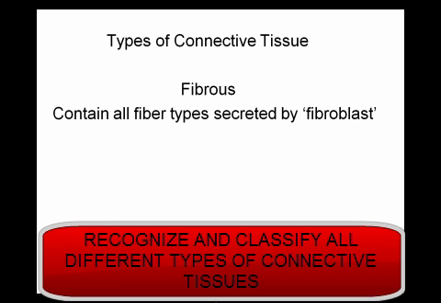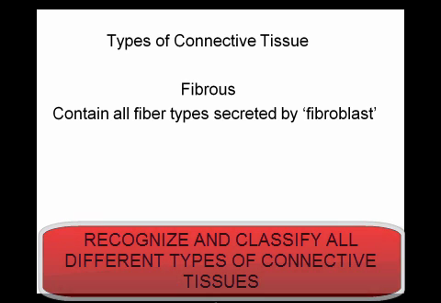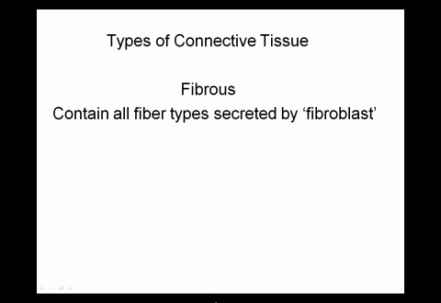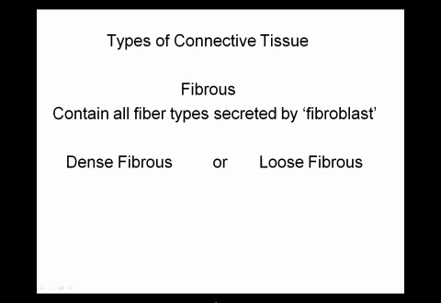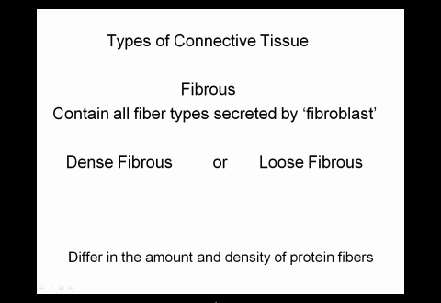There are a number of different types of connective tissue. Again, a lot of diversity in this primary group of tissues. There are some connective tissues that are called fibrous tissues. They contain all three of those fiber types that we listed on the previous slide. These are produced by a cell called a fibroblast. We can further subdivide fibrous connective tissue into either dense fibrous connective tissue or loose fibrous connective tissue. And the difference is in the amount and the density of those secreted protein fibers.